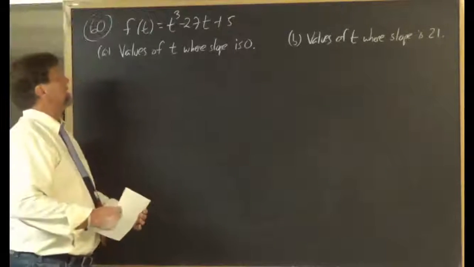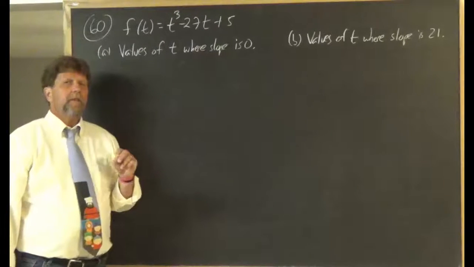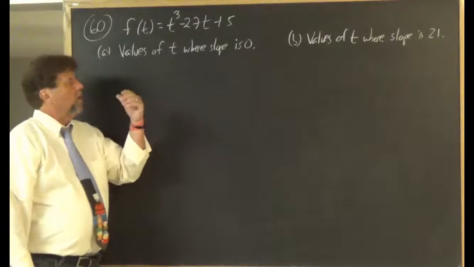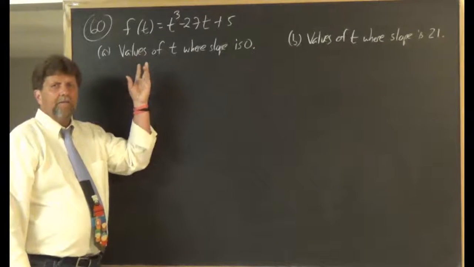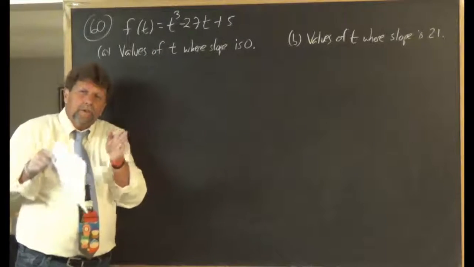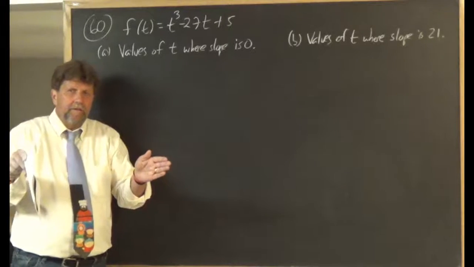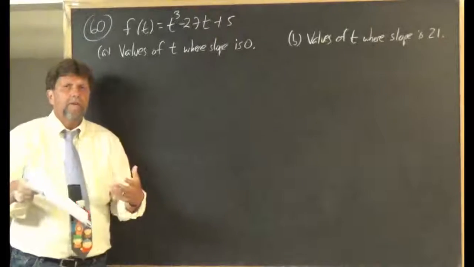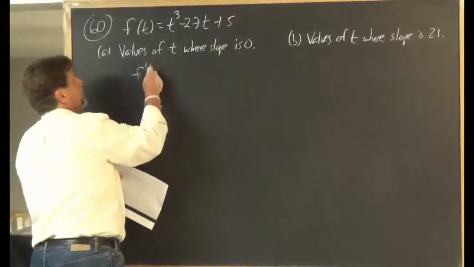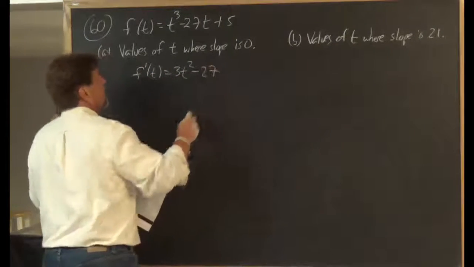All right, folks, so number 60, you were given f of t equals t cubed minus 27t plus 5. And in part A, you were asked to find the values of t where the slope of y equals f of t, or the slope of the function, is 0. So folks, remember, slope, derivative. So we need to get the derivative of the function. The derivative of the function is 3t squared minus 27.